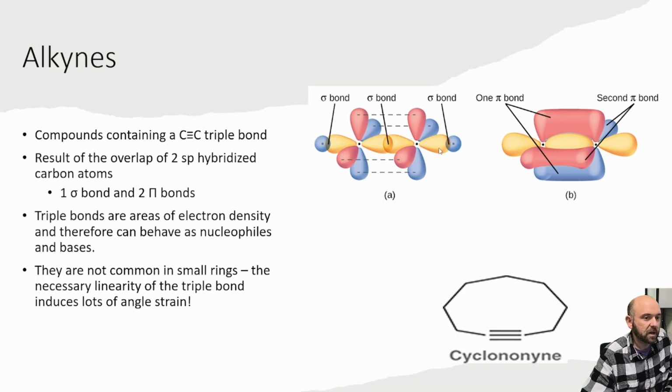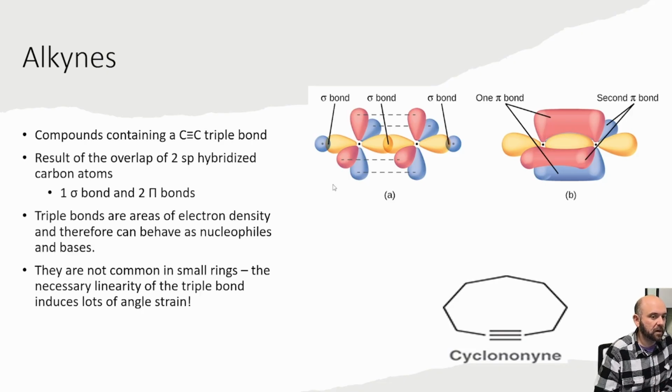The outside bonds shown here would probably be a bond to hydrogen, because that's an s orbital overlapping with carbon's sp orbital to give the final fourth bond to complete its octet.